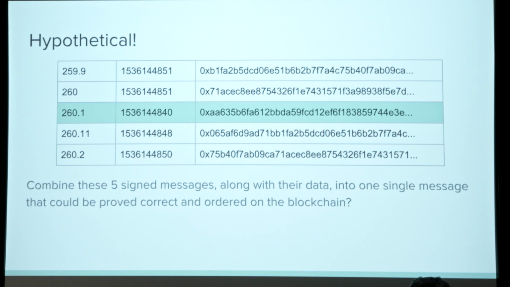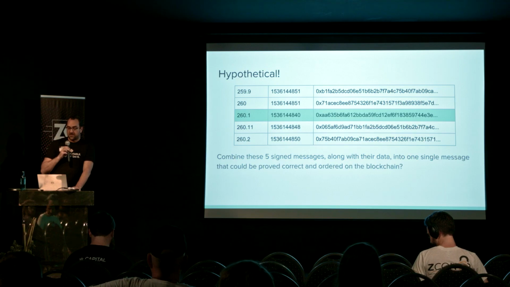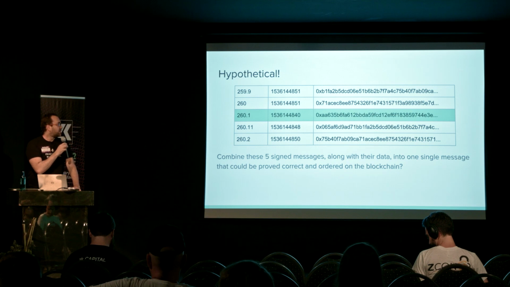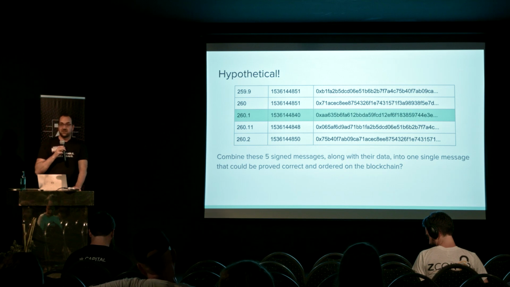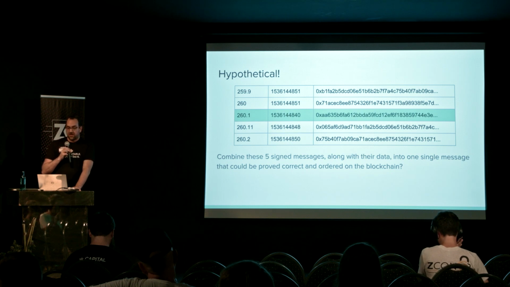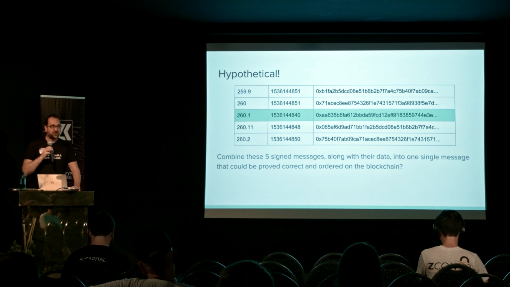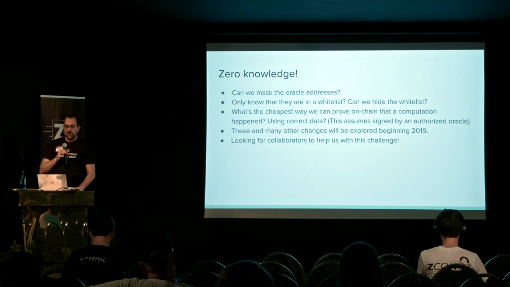There we can see in the table that they're sorted by price. Let's say we have the prices, the timestamps, the signed messages. Can we grab all of these into one single signature and verify it on-chain that you want the correct median of the price? I have no idea, but I'm hoping that I can answer this question soon.